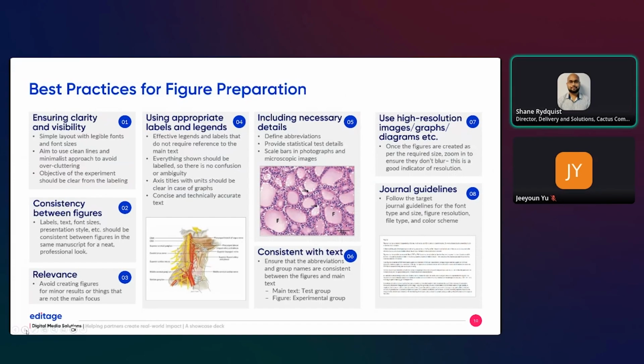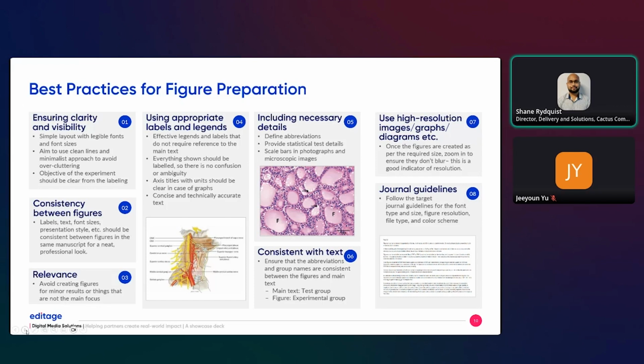What are some of the best practices that you should maintain or should be aware of when it comes to figure preparation? This slide is going to be a bit to go through, but I think the slide will be important to you if you are perhaps taking notes through the course of this presentation.